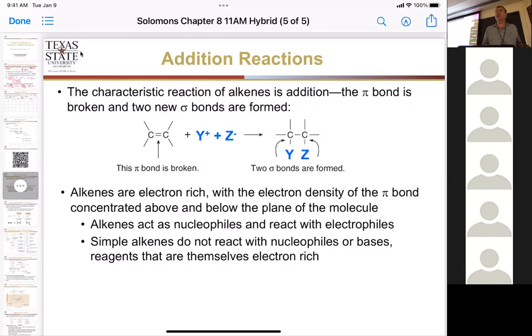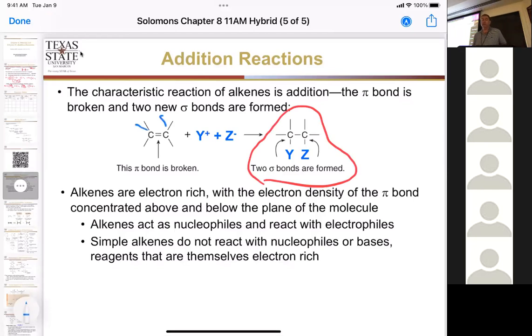Okay. So the idea here is we're going to take our pi bond and turn it into 2 sigma bonds on our product. So one's going to be on one of the carbons and one's going to be on the other one of the carbons. Okay. So that is where we're going to look at this. And when we look at this, we have to think of the alkene as the nucleophile. It has the electrons in the double bond that are going to be used to make one of those sigma bonds. And therefore it's going to react with electrophiles. And we're going to talk a little bit more about that.